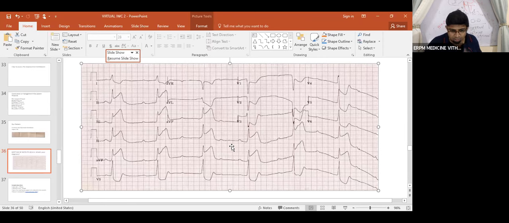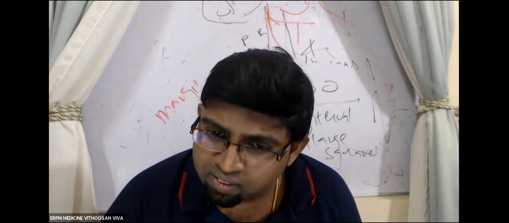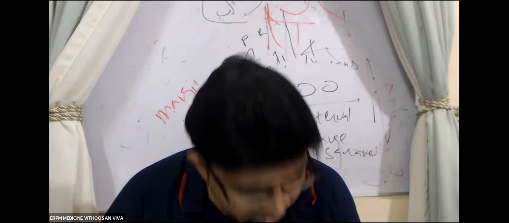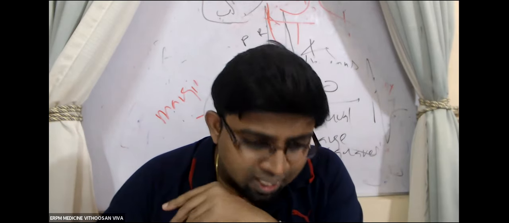This is a P wave. This is a P wave. This is a P wave. This is a P wave. Are all the P waves occurring at regular intervals or not? Regular. Right? All the P waves are occurring at regular intervals, and all the QRS complexes are occurring at regular intervals.